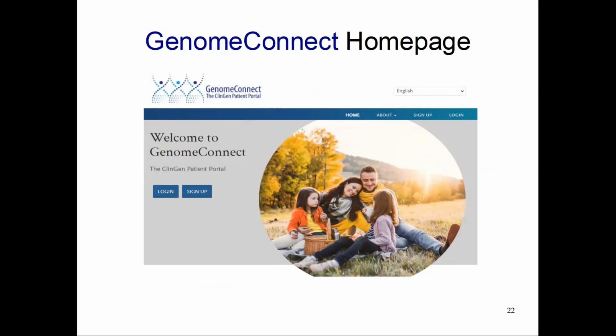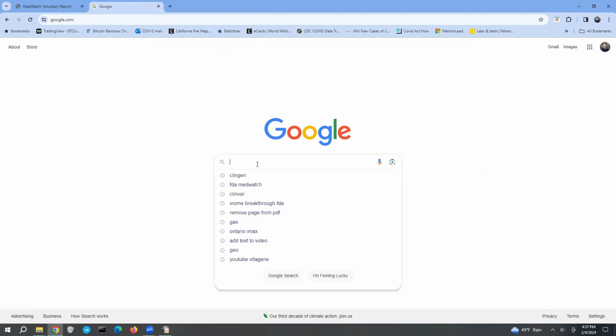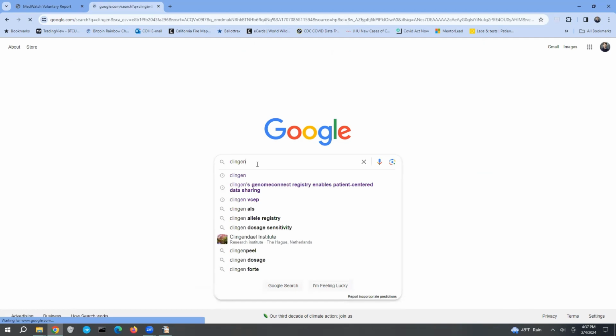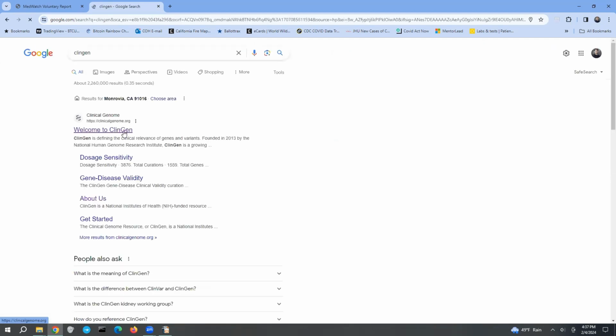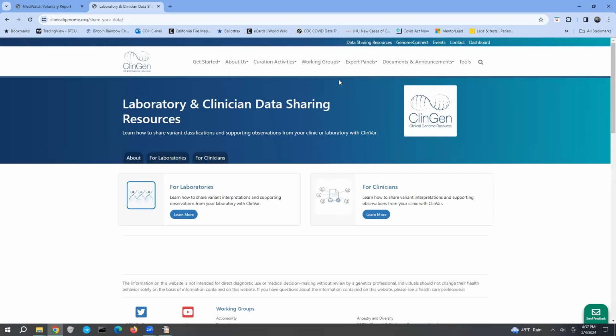This is the Genome Connect webpage, and this is where you have to get if you want to participate in this program. Let me go through the steps of getting to this webpage, because if you started the way I started, I think it's helpful to show you how to get there. Let's say you start from ClinGen. This is the NIH resource, and that's, I believe, where I started. There's a link for data sharing resources. Again, we're not going to focus on how to search for information in this particular presentation, so we're going to go to data sharing.